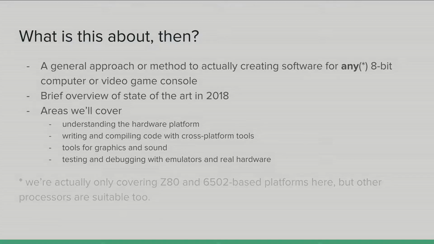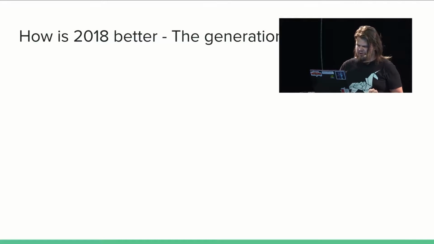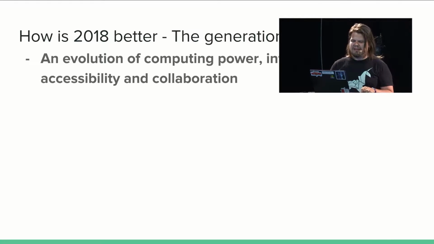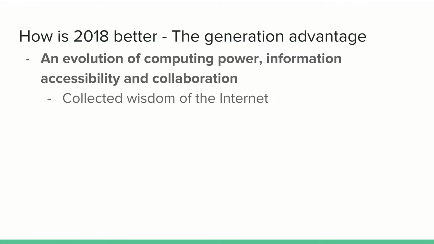So let's get going. We have what I call the generation advantage, which means an evolution in computing power, information accessibility, and collaboration over the internet. Especially the collected wisdom of the internet. Programming for Japanese game consoles was basically impossible before the internet if you weren't a third-party developer, say for Sega or Nintendo. So just having access to the hardware, the software, and the knowledge of how to program the hardware was not really available to the public or hobbyists like me.